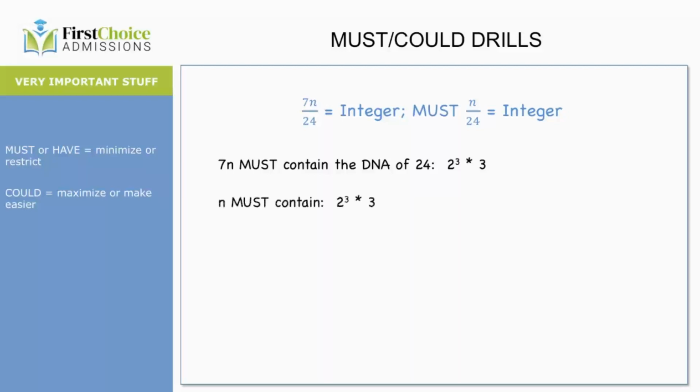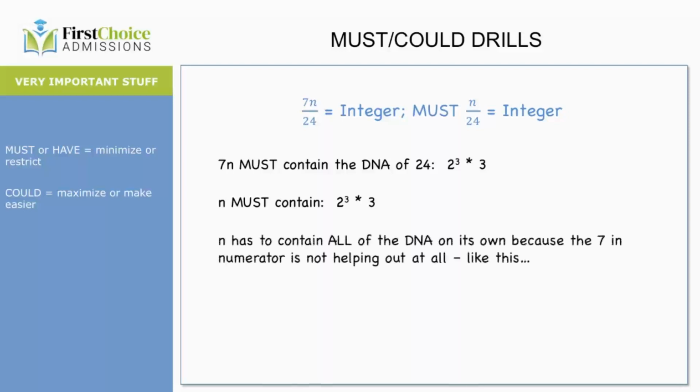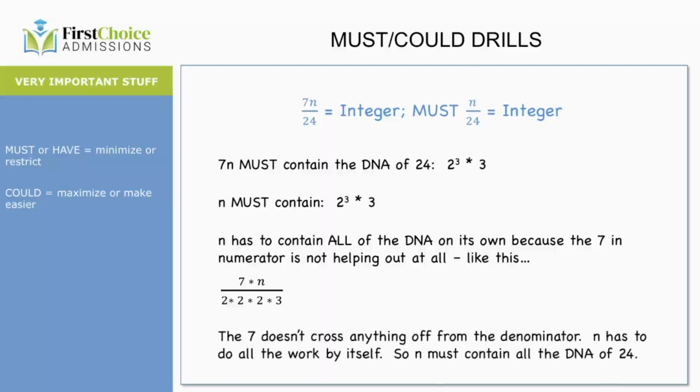Now, n all on its own actually must contain all of that DNA. n must contain 3 2's and a 3, and why is that? Well, the deal is that, yeah, n has a buddy. It has a 7 up there in the numerator, but the 7 isn't helping. The 7 doesn't cross off anything in the denominator, so the n all on its own has to contain all the DNA of 24. n must contain 3 2's and a 3.